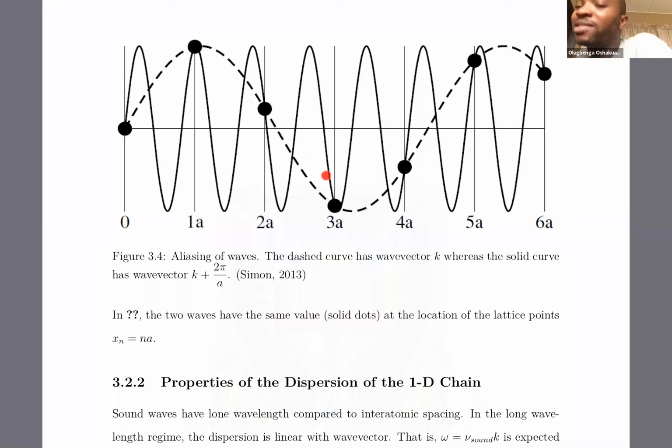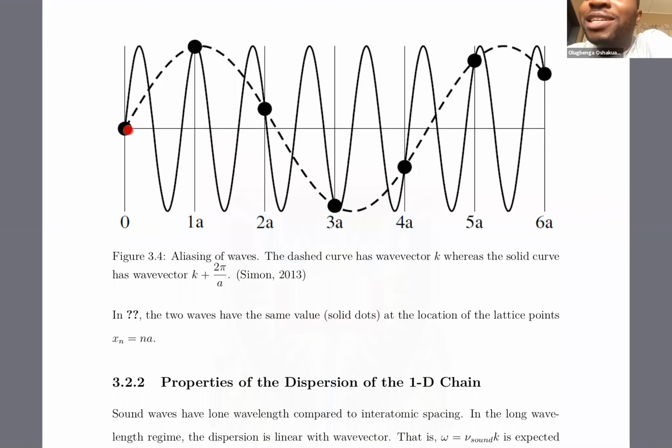And the point that this graph is trying to show is that k and k plus 2 pi will always agree at the lattice points. This is a direct space. At the lattice points, this is 0, this is A, 2A, 3A, 4A, 5A. At these points is where we have atoms, because we said atoms are separated by a distance A. We have one here, another atom here, another atom.